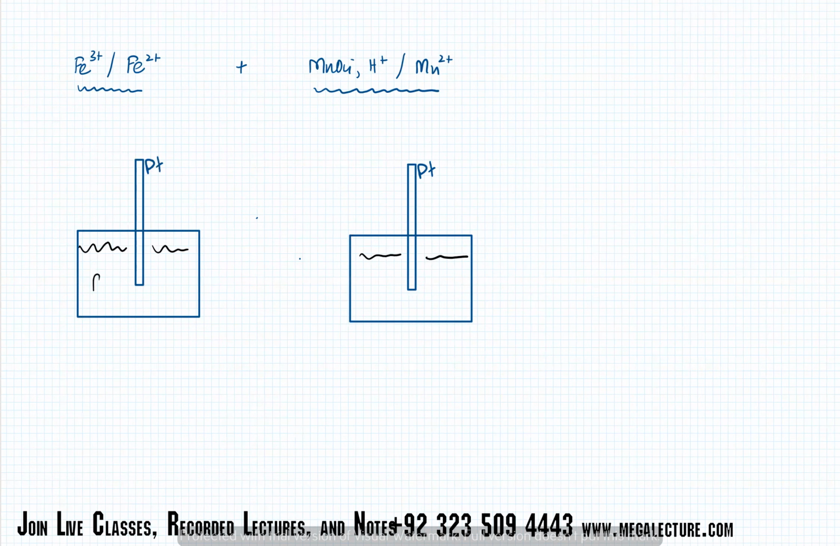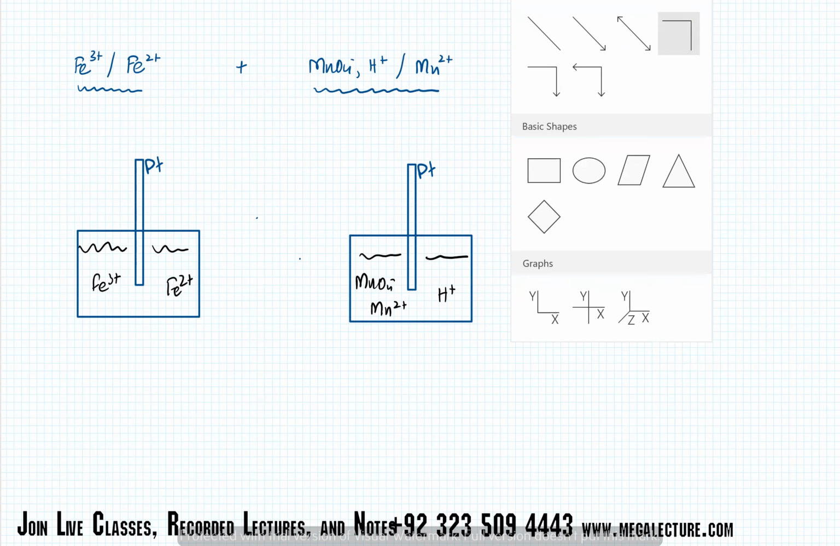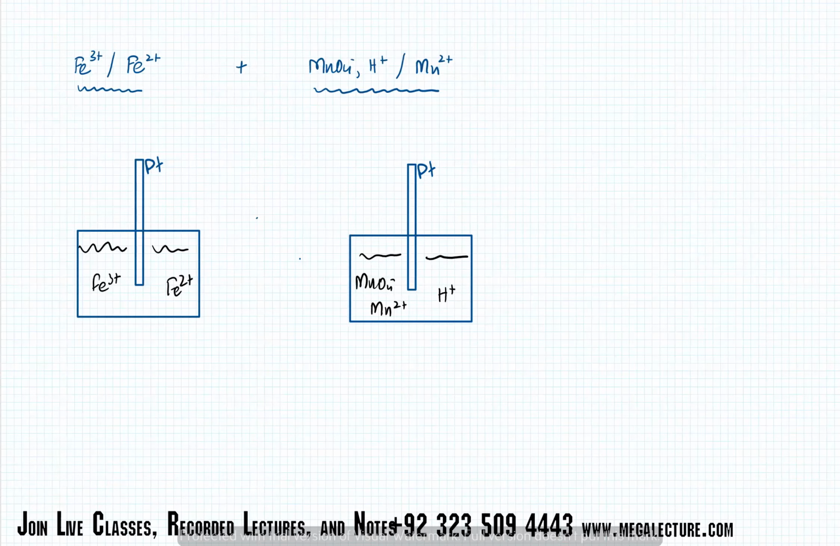So this one has Fe3 plus, and this one is your MnO4 -1 and H+1, all present in the solution. Just connect the two together.